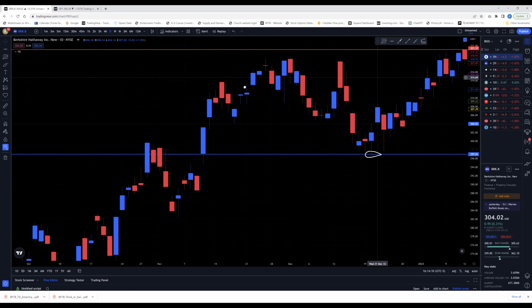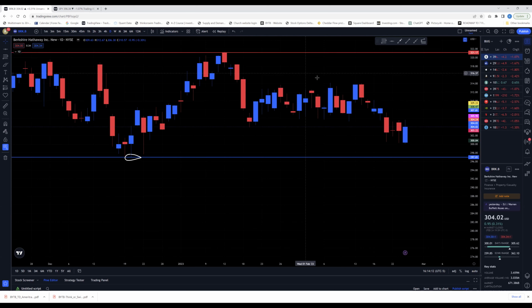When I'm drawing support and resistance, I like to, if I can, find what I call two candles at the same place. Here, this red candle and this blue one close and open at the exact same spot. Those are going to be strong areas of support and resistance.